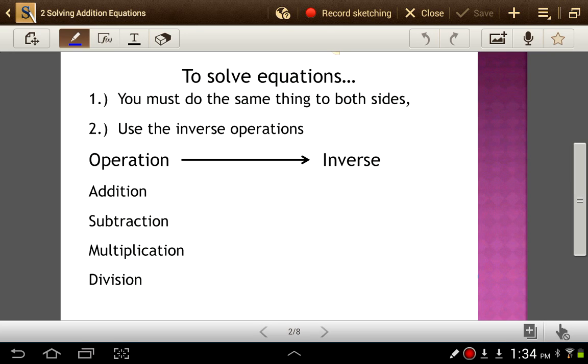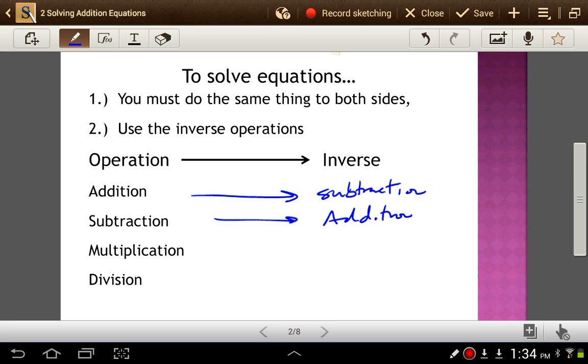So our inverse operation of addition is subtraction. And then our inverse of subtraction is then addition. So they are going to work together. And then for multiplication, our inverse operation is division. And for division, our inverse operation is multiplication. Okay? If you need to pause to write those down, go ahead. Otherwise, I'm going to be moving on.